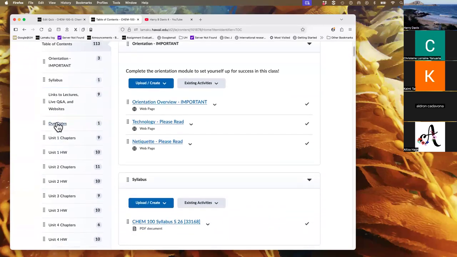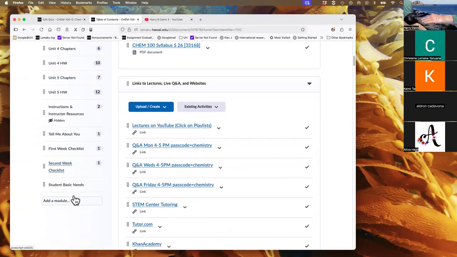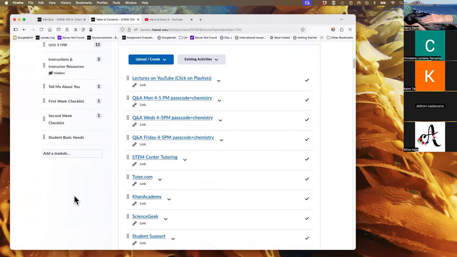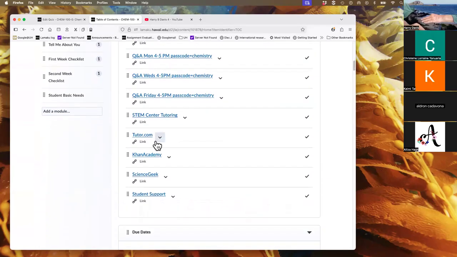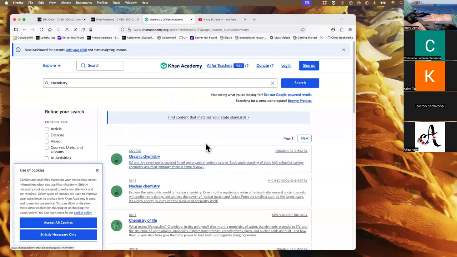Okay, then the due dates, we did that. Chapters, we did that. So pretty much everything is done. Here's tutor.com. I don't know if the university is going to be paying for this or not. Here's the STEM Center tutoring. Here's the link to Khan Academy, Science Geek, and student support. So if you click on any of these, it should take you right there.